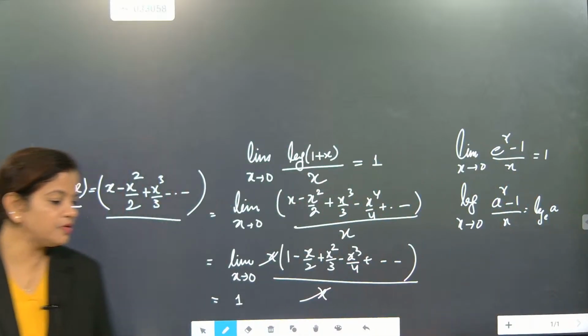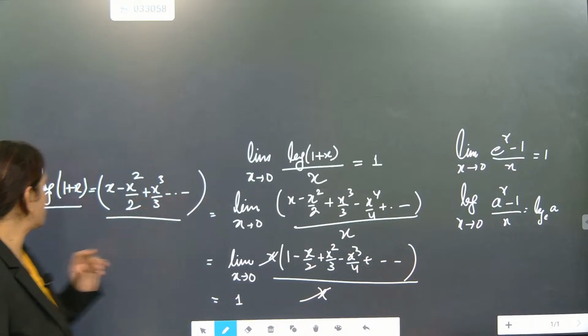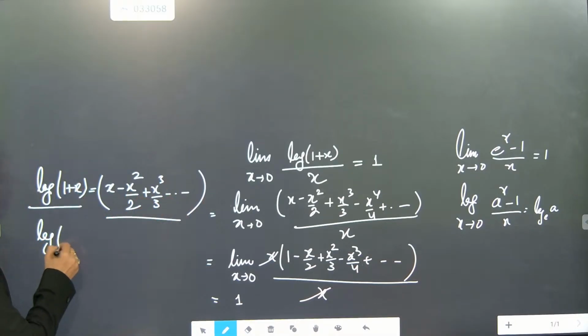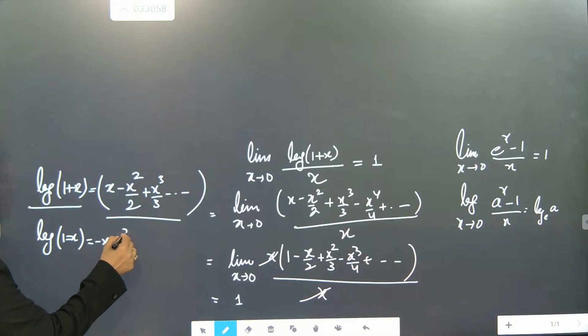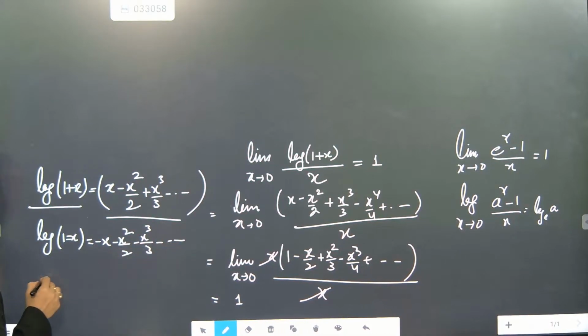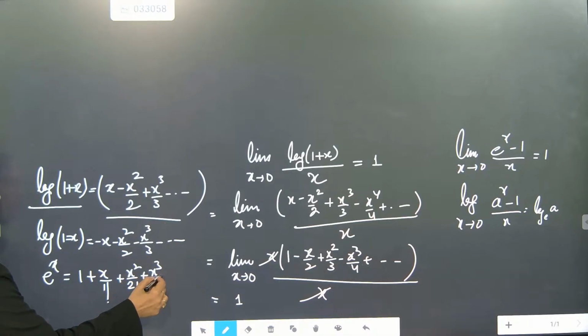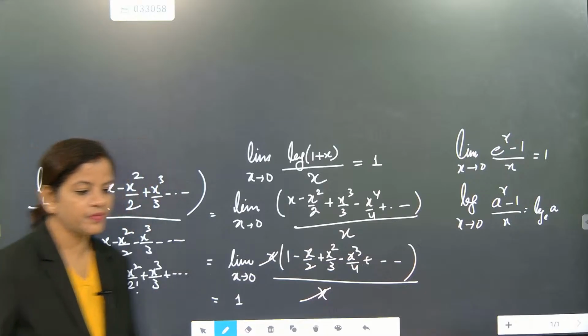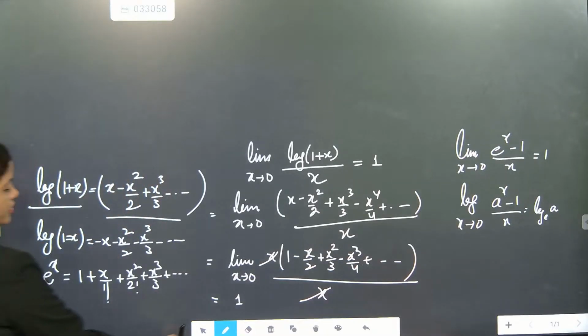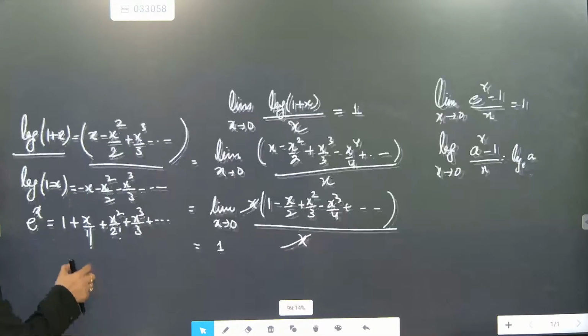This is the most important formula, log of x. Or if somebody writes log of 1 minus x, then minus x minus x square by 2 minus x cube by 3, all minus. E to the power x also has a formula: 1 plus x by 1 factorial plus x square by 2 factorial plus x cube by 3 factorial. This is a way to open the exponent. Okay. Note down, Rudra, this is the important formula we have. E to the power x part.